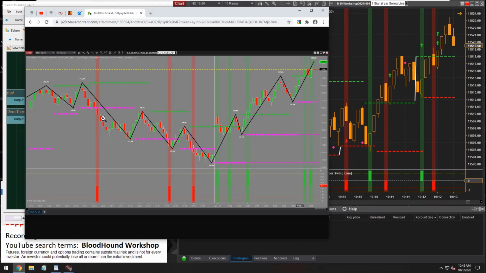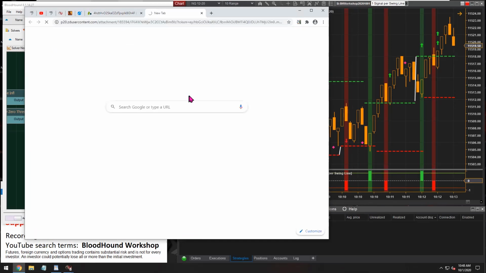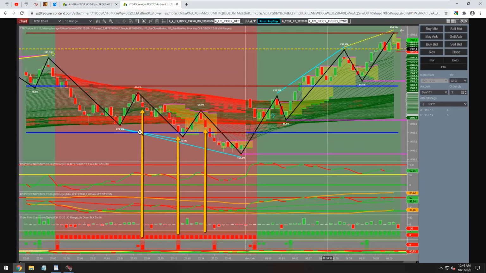Actually, there was a better screenshot that Thomas had provided. Well, let me pull this up anyways. I'm not sure if this other screenshot helps me understand, but let's take a look. These yellow arrows are identifying the BloodHound signals here. Actually, this yellow arrow is a little off, we can see by a couple bars.